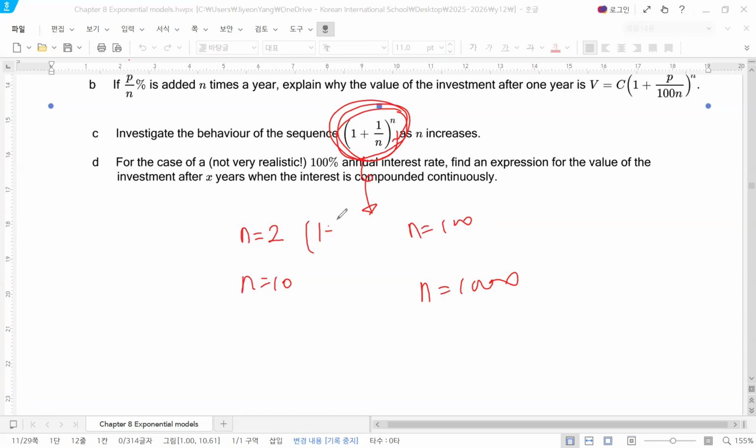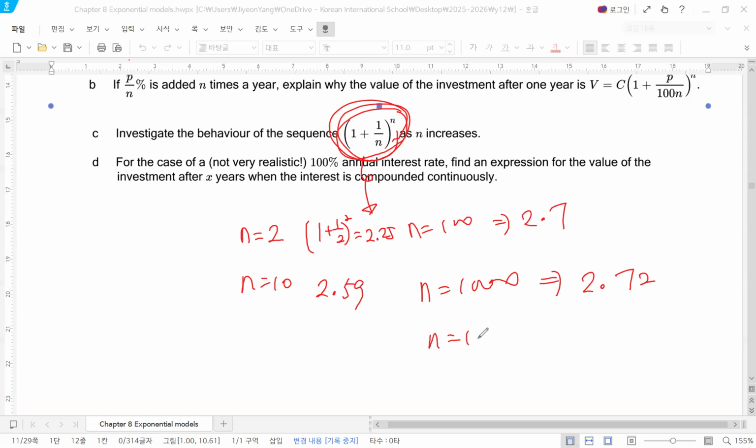So this one is (1 + 1/2) squared, which is, Matthew? So what's the value? 2.25, thank you. Ethan, when n equals 10? 2.59. Jesslyn, when n equals 100? 2.7. Andrea? 2.72. Then, Serena, let's do it one more time.